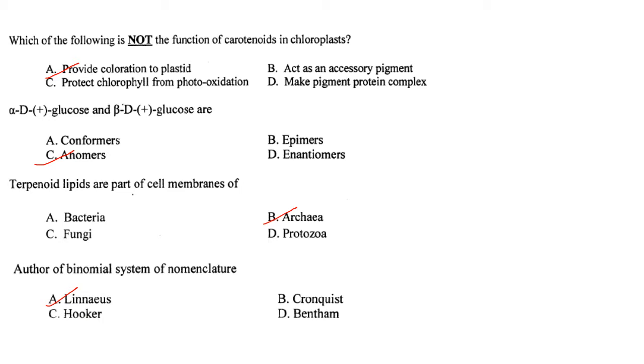Terpenoid lipids are part of cell membranes of. So terpenoid lipids are part of cell membrane of archaea. Answer is option B. Author of binomial system of nomenclature. He was Linnaeus, Carolus Linnaeus. Answer is option A.